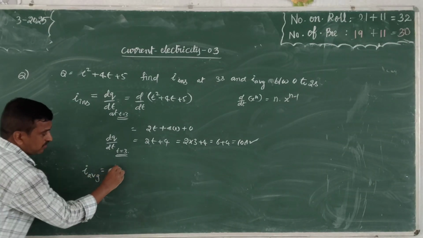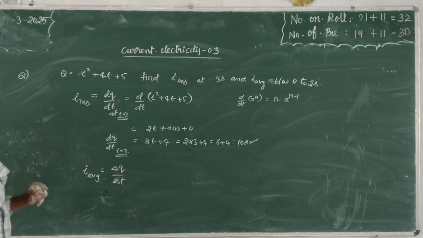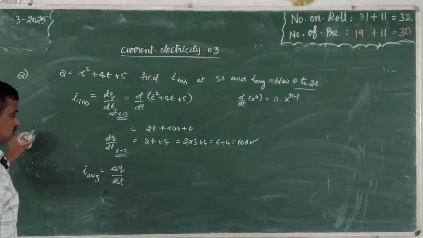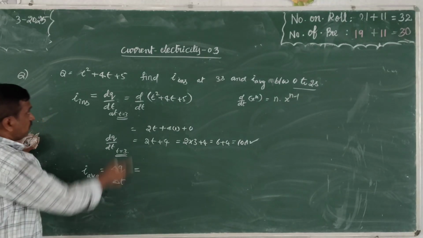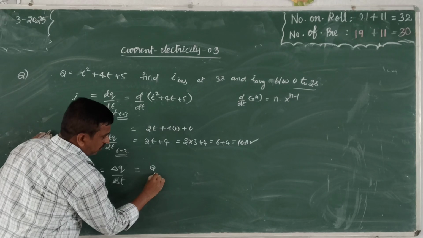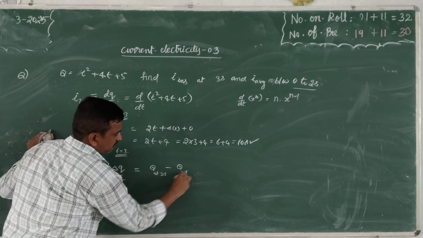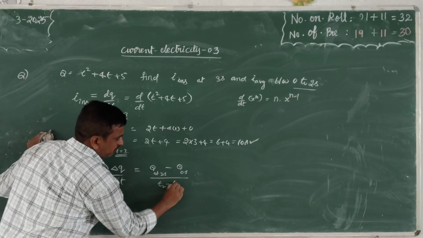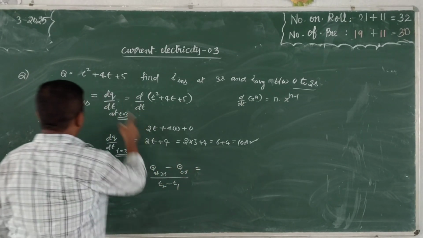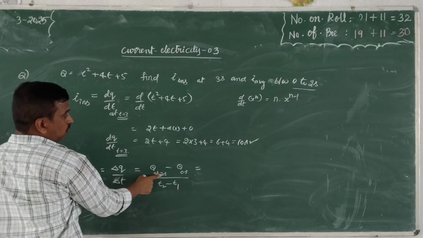So now see I average. I average means delta q by delta t. It means a long interval, so in an interval of time. Here 0 to 2 seconds. What is q here? t square plus 4t plus 5 means q at 2 seconds minus q at 0 seconds, divided by t2 minus t1. Q is t square plus 4t plus 5, where t is there, we can write 2.